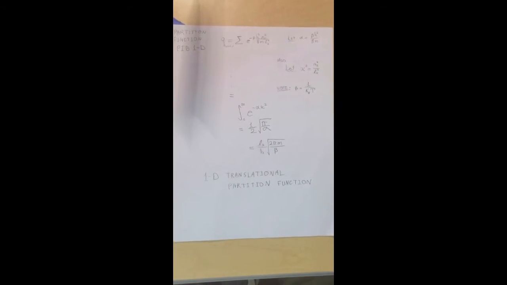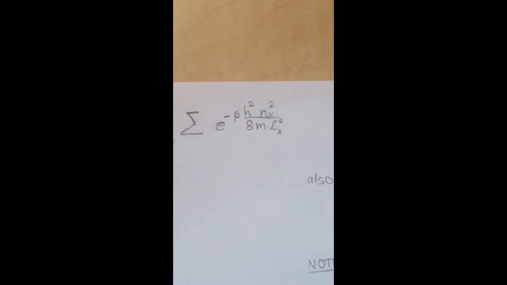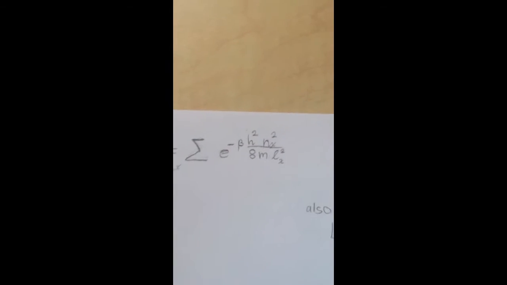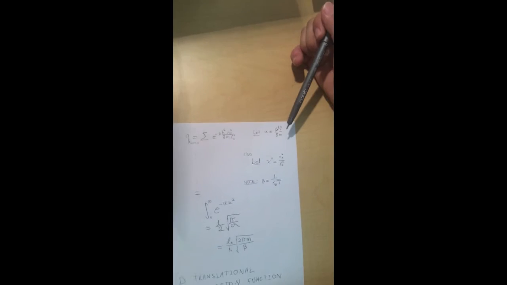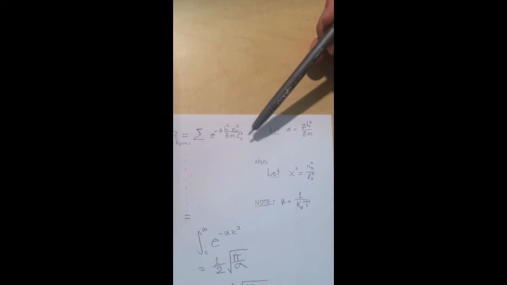Alright, now that we understand how the partition function can relate to an ideal gas, we can also relate partition functions to a particle in a one-dimensional box. As you see here, we have the typical energy for a particle in a box, h squared times n in the x direction, your quantum number, over 8 times the mass times the length of your box in the x dimension squared, where we have a beta constant, which is going to be 1 over Boltzmann's constant times the temperature.